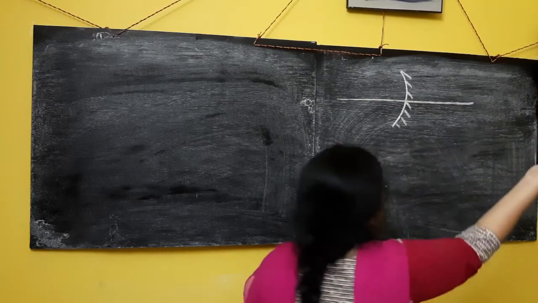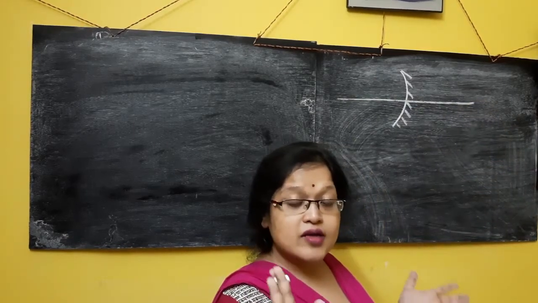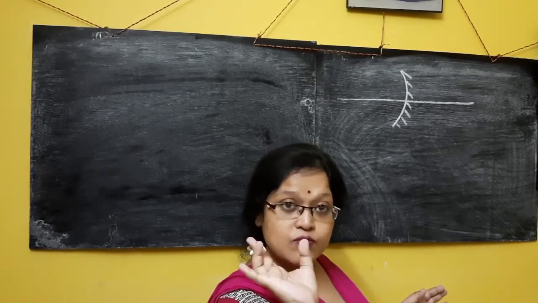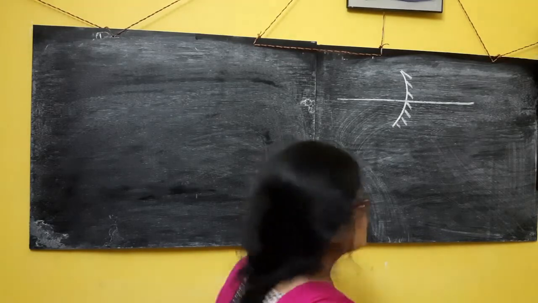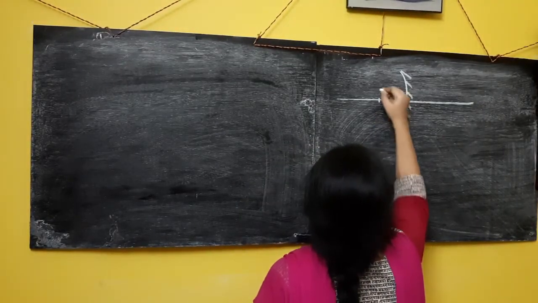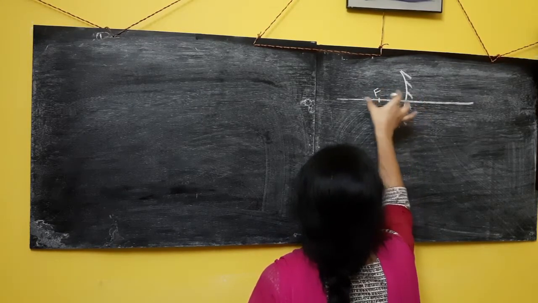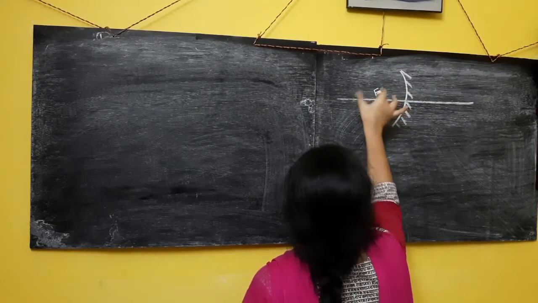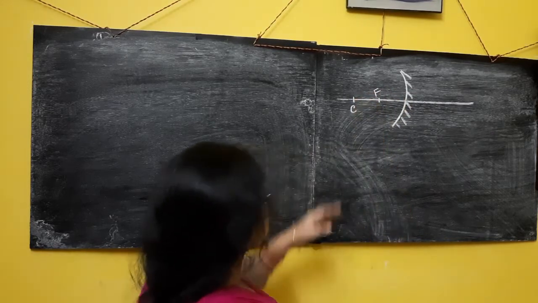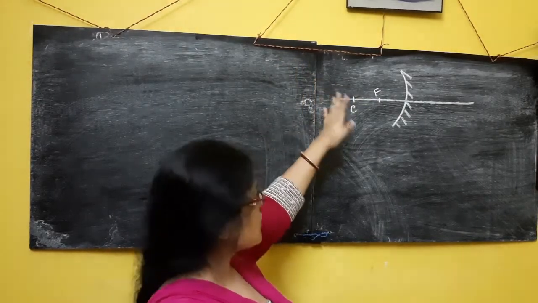From my many years of experience, I can draw directly, but don't try this kind of stunt in the exam. Use your ruler to make proper measurements. So suppose this is focus F, and if this is F, twice of F will be C. Clear? Suppose my object is somewhere away from that radius of curvature.